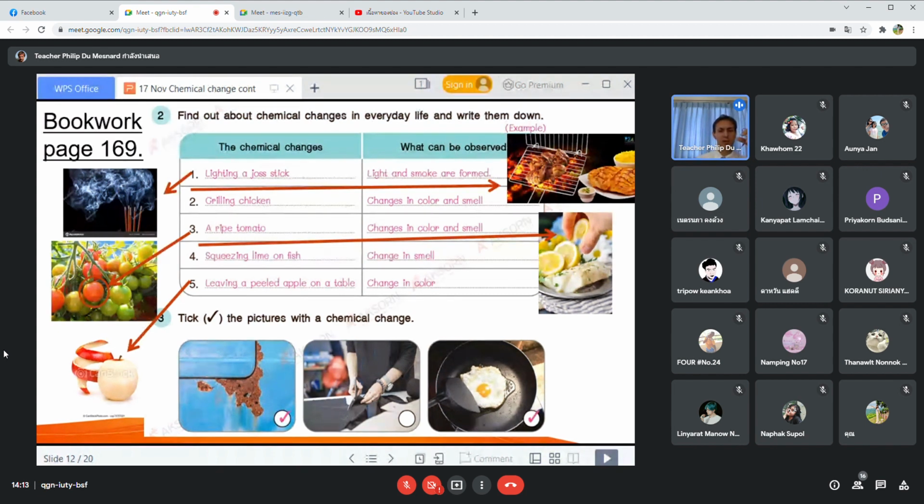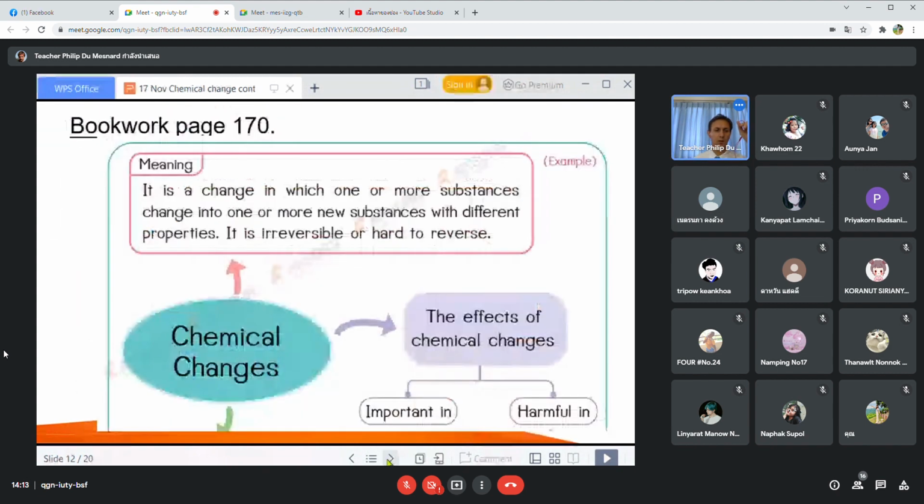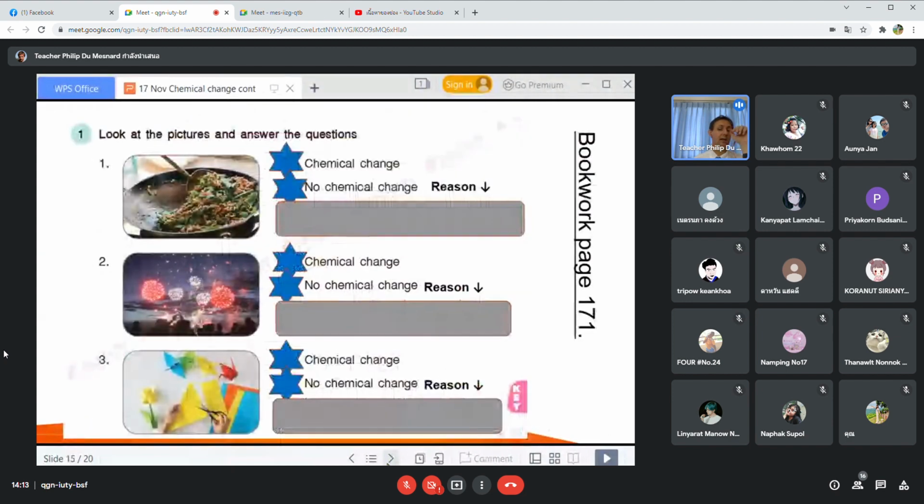Okay, class, are you finished with this page? Yes. Teacher, finished. Okay, this one we can do later. Let's do this one last. So let's just skip, because I want to do that at the end of the class. Let's just see what this is. Page 170 we can skip.